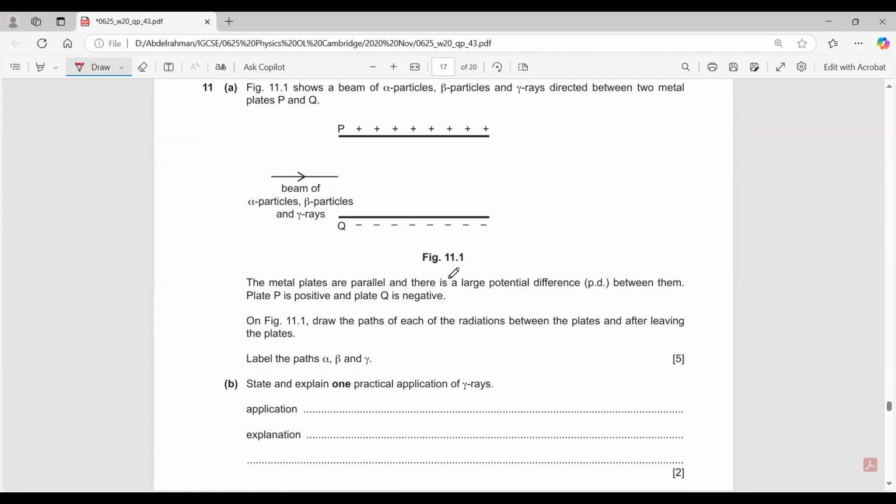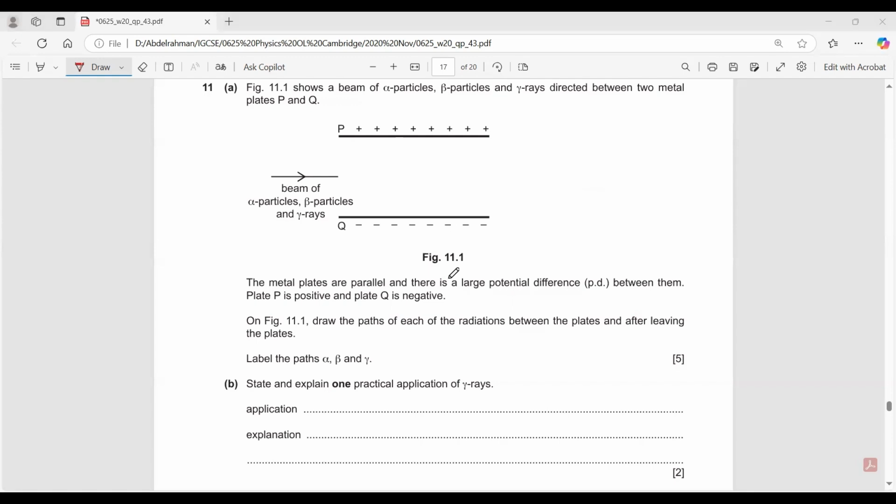Okay, question 11. Figure 11.1 shows the beam of alpha particles, beta particles, and gamma rays. On figure 11.1, draw the paths of each of these. That's easy. This is an electric field, not a magnetic field. The magnetic field would have been a bit different.